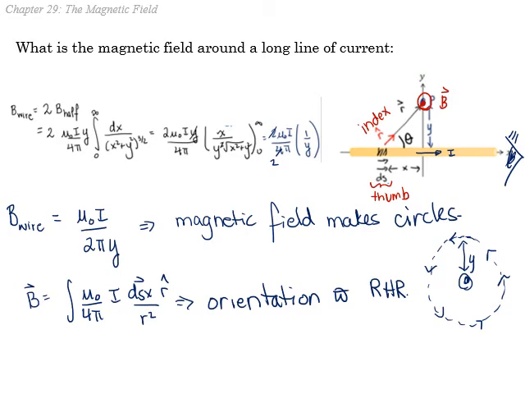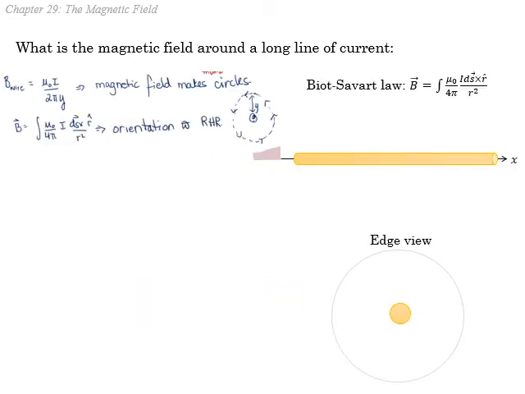So I'm just going to go on to the next slide and we're going to write down the general result because we don't generally represent the radius with a y, we generally use an r. So typically when we work on these problems, we say we're trying to find the magnetic field at some distance r from the wire. That magnetic field is going to make big circles around the wire, and the orientation is going to be given by the right-hand rule.